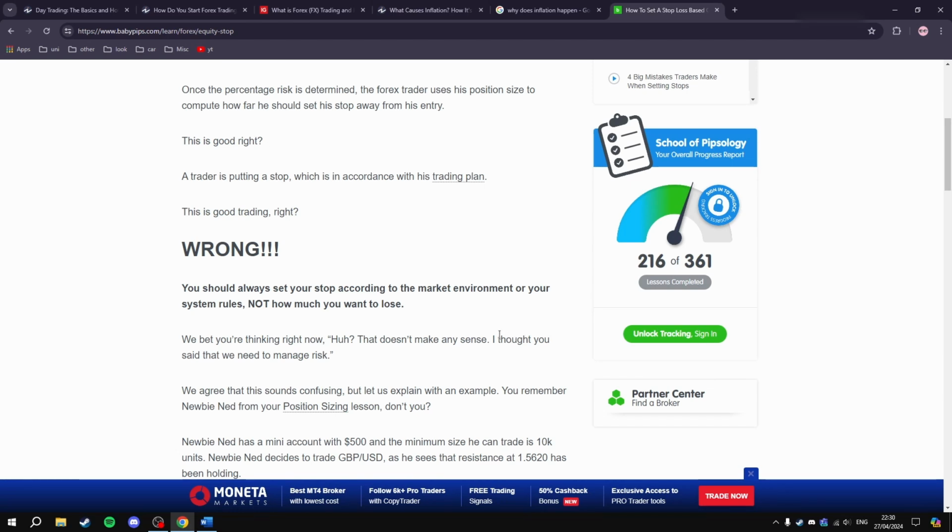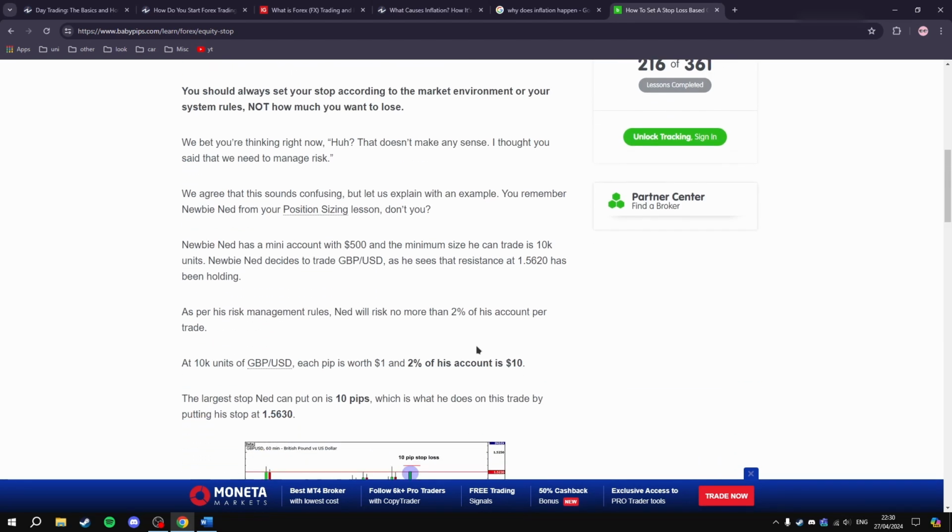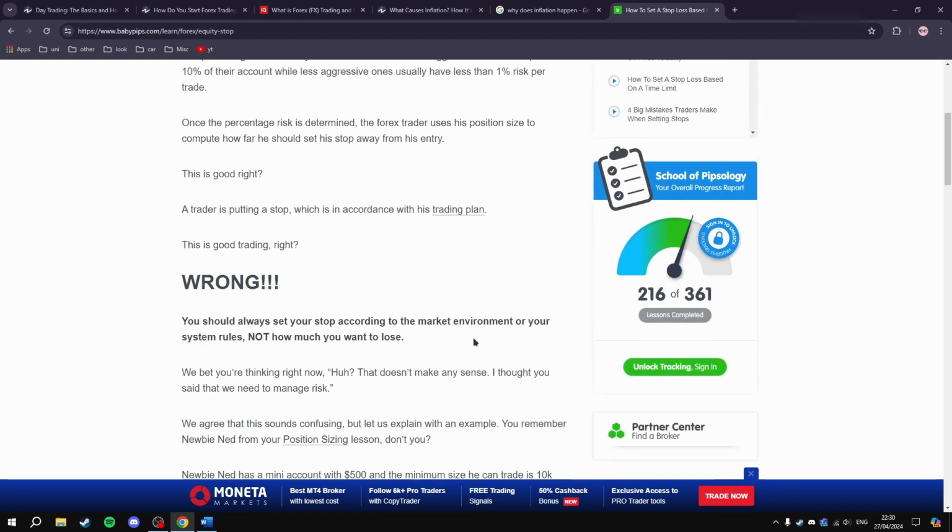This is good, right? A trader is putting a stop which is in accordance with his trading plan. This is good trading, right? Wrong. You should always set your stop according to the market environment and your system rules, not how much you want to lose.